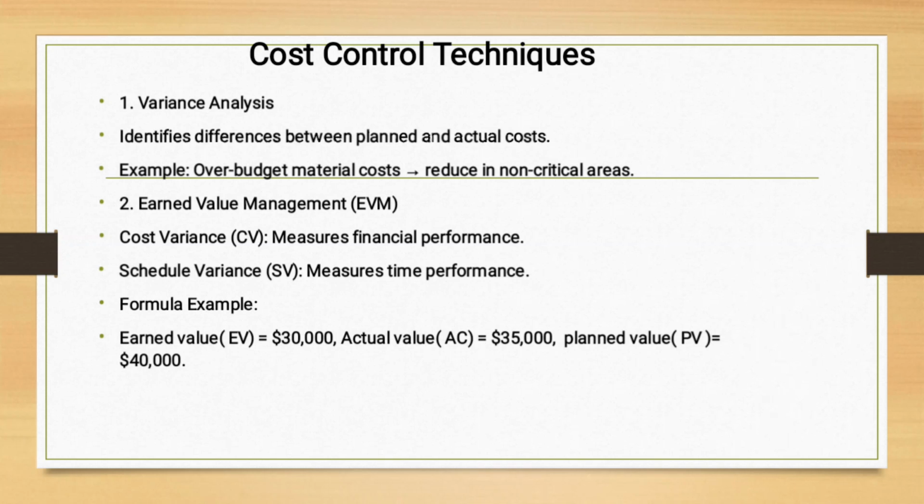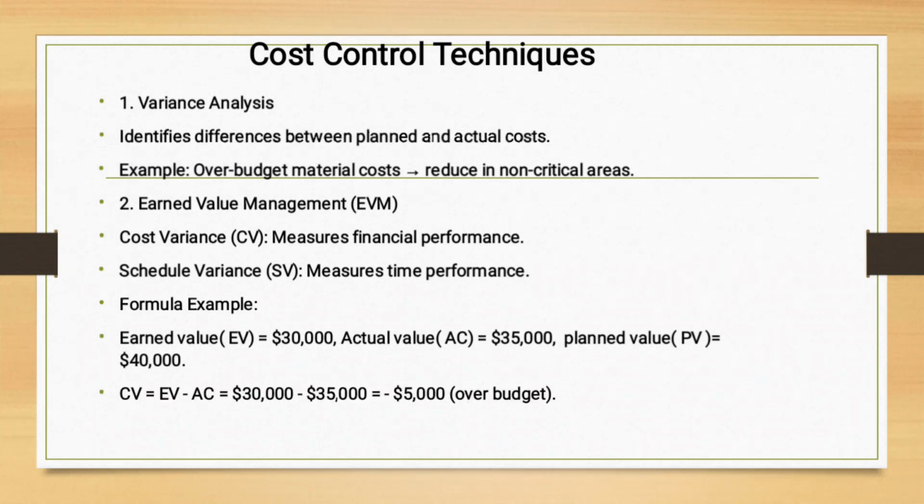The formula example is where I've got earned value, that is 30,000, right? If we're talking of earned value, that is the budget that has been spent on a particular task. Actual cost, $35,000. Actual cost is the actual amount of money that has been spent. The first one is the budget earned, but this one is the actual amount spent. Planned value is the budget that was planned. So the budget that was planned is 40,000.